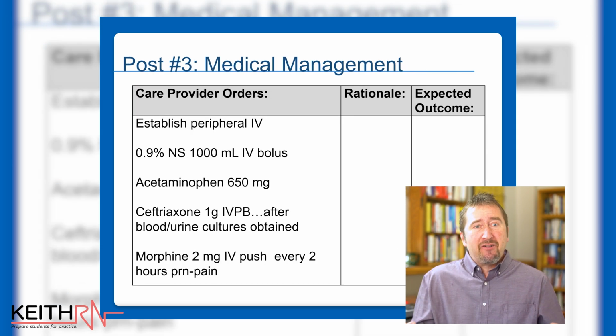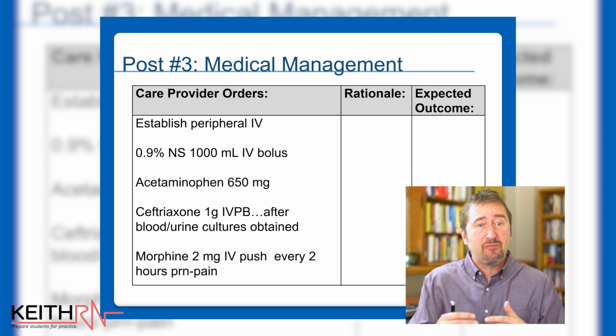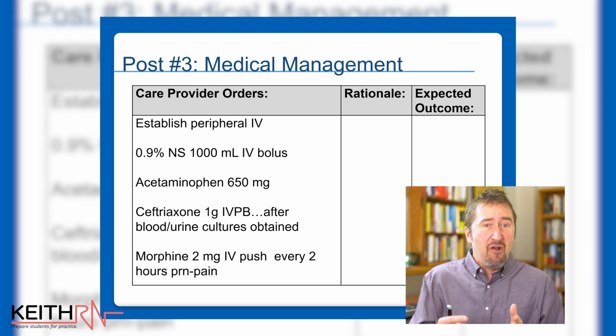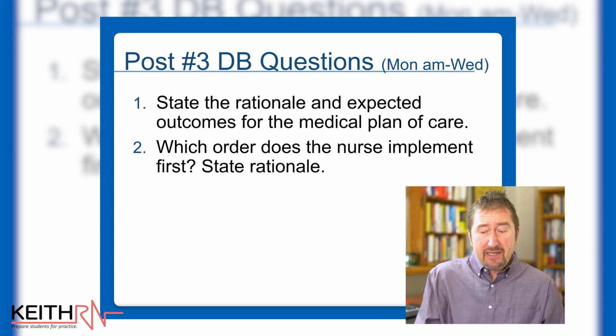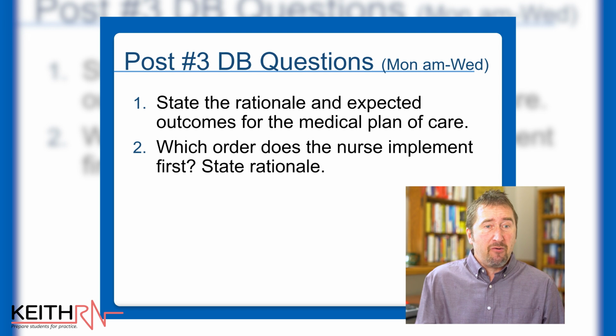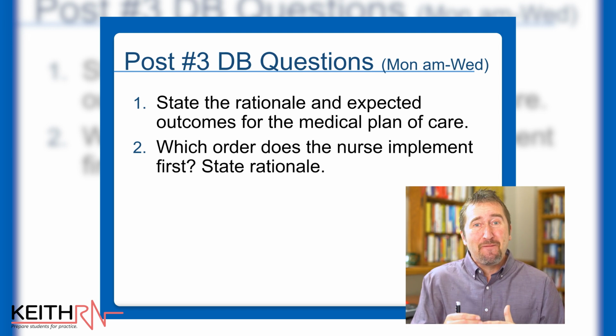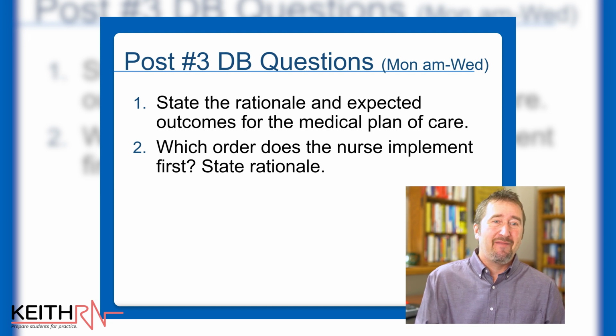And so now we have the medical management orders. The doctor orders a peripheral IV, a fluid bolus, aspirin, ceftriaxone, and morphine. What's the rationale for that? And the expected outcome would be addressed, again, in your next discussion board post. And then deciding what the nurse implements first is number 3.